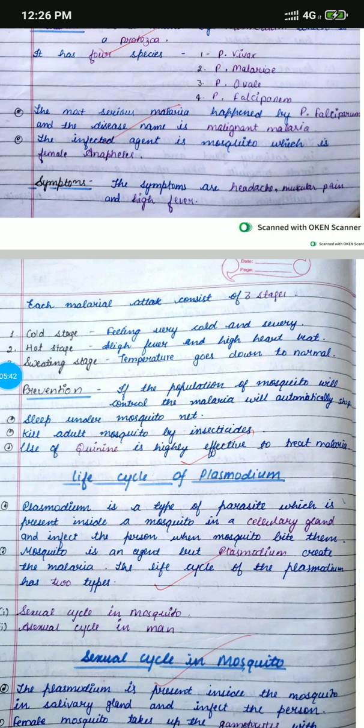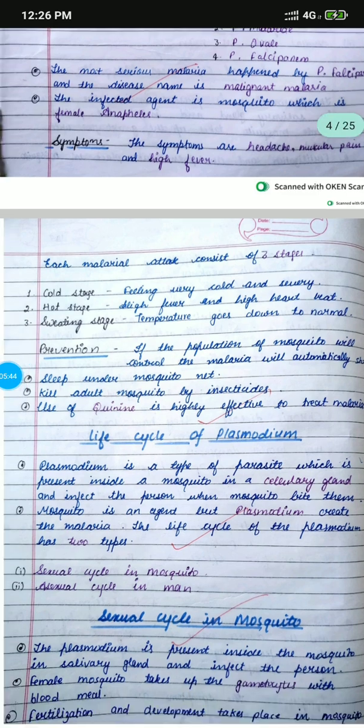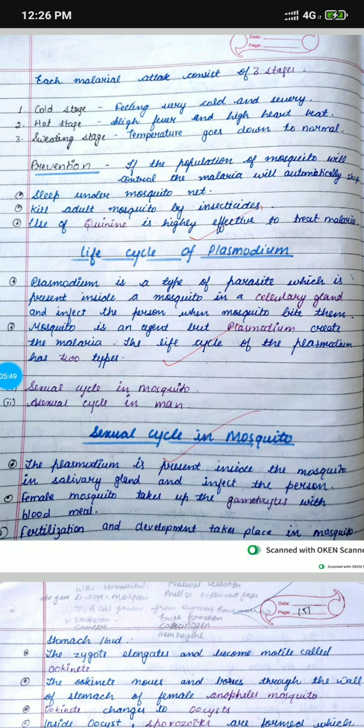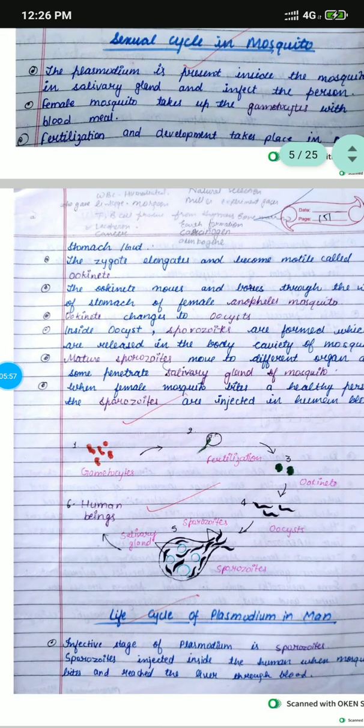And the life cycle of a plasmodium is of two types. One is sexual, another is asexual. If it is sexual, it is inside the mosquito, and if it is asexual, it is inside the body of a human or host. I'm going to show you the total overall mechanism.